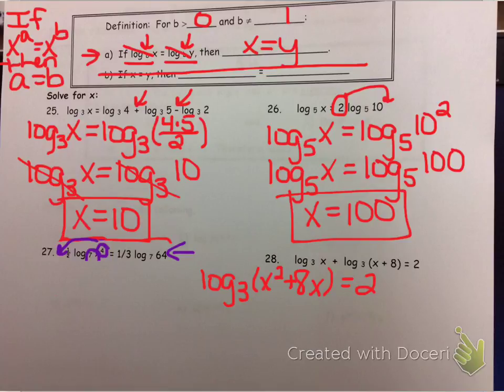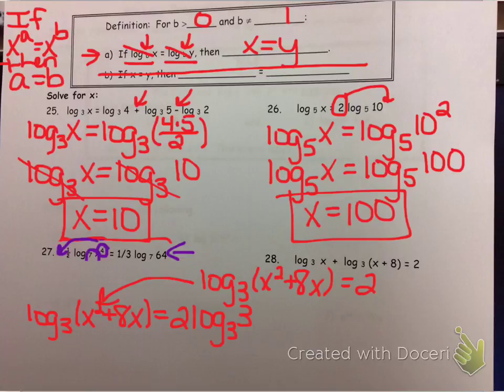Okay. I don't have a log on the right. So I have two options. Option 1, I'm going to put a log on the right. So I leave the left side, log base 3 of x squared plus 8x. And I attach a log to the right side with the same base, but that doesn't change the size of the right side. Log base 3 of 3 is 1. So I just attached a 1 to that 2.